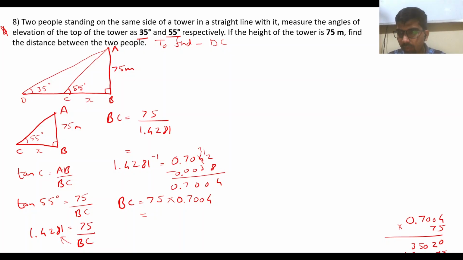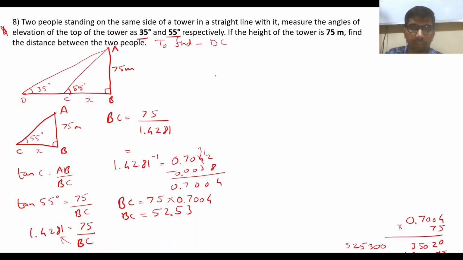Now let's add these numbers. 8 plus 1 is 10, carry 1, 3 becomes 5, 12 and 1 is 13, 4. So you get 52.53. 52.53 meters is the BC value. Okay? We got the BC value.